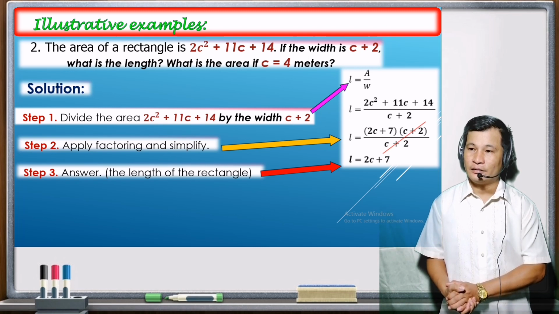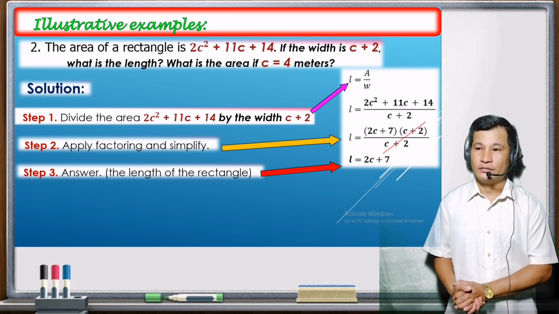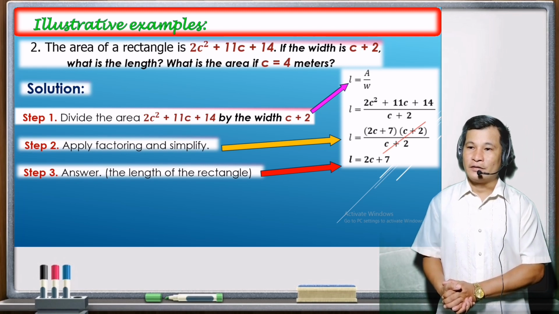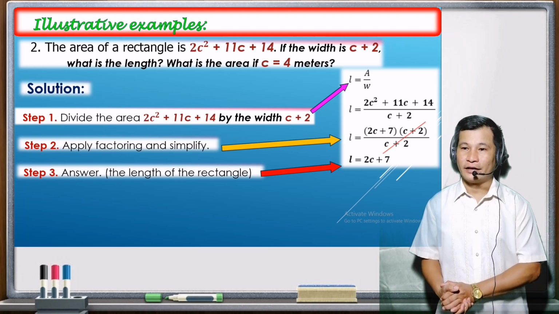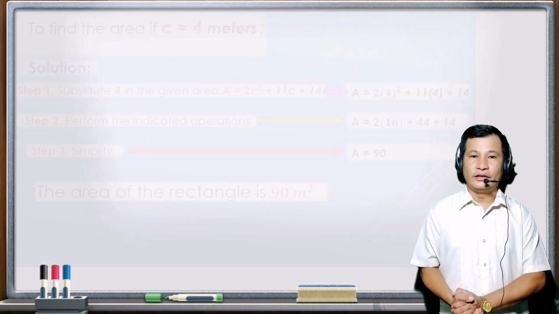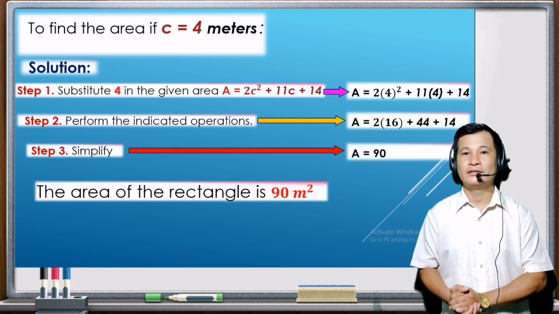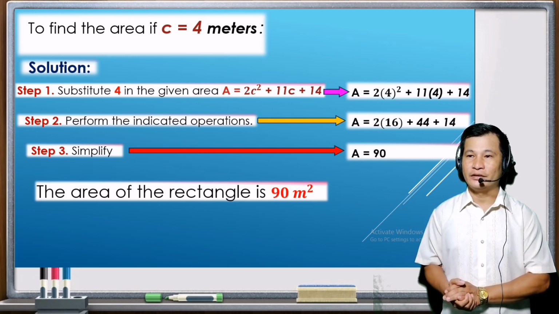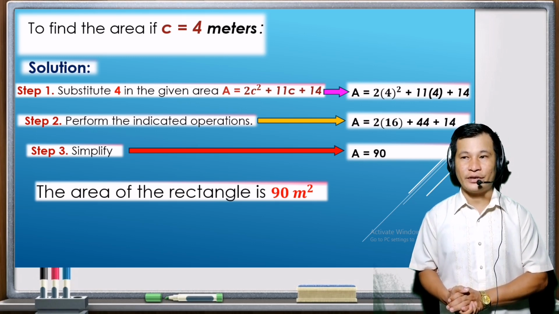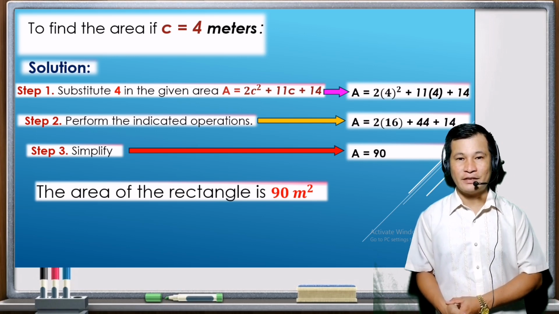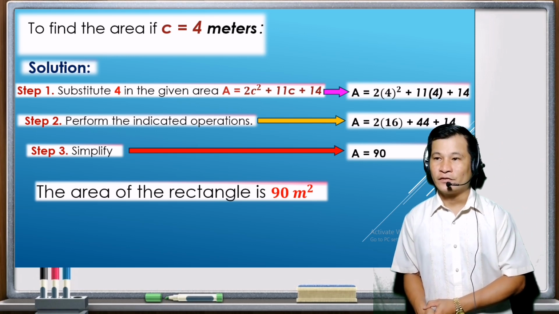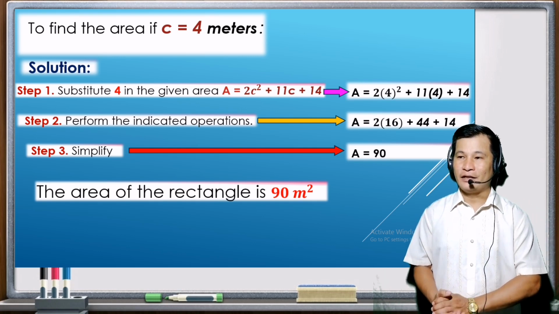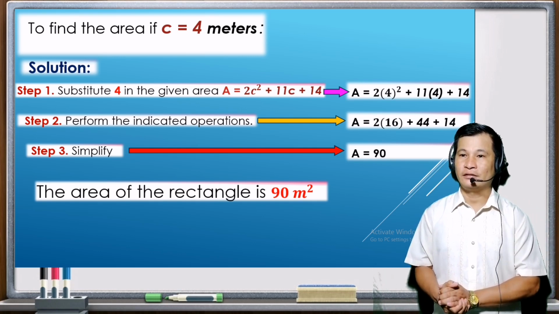and we get L equals 2c plus 7. So this is the length of the rectangle that we are looking for. In order to find the area of the rectangle, you are going to substitute c in the given area, A equals 2c squared plus 11c plus 14. So that is A equals 2 times 4 squared plus 11 times 4 plus 14.